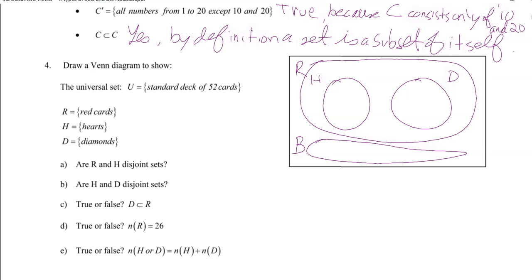Okay, so we've got the red cards. Inside the red cards, are either a heart or a diamond. Is there anything inside the R circle, just the R circle, but not inside H or D? No, because if you're red, you're either a heart or a diamond. Are R and H disjoint sets? Are they totally separate? No. Are H and D disjoint sets? Yes, because you can't belong to both.